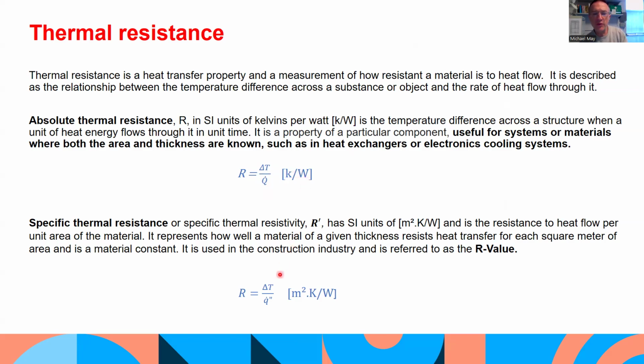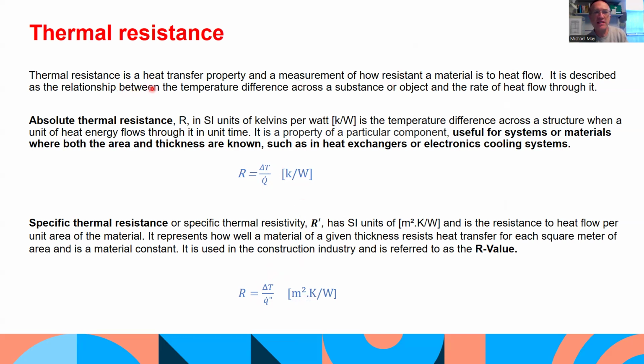However, if we want to express it per unit area, we'd use the specific thermal resistance, or the R value, and it's the temperature difference divided by the heat flux. And the units are meter squared Kelvin per watt. So let me read down through this and make sense of it.